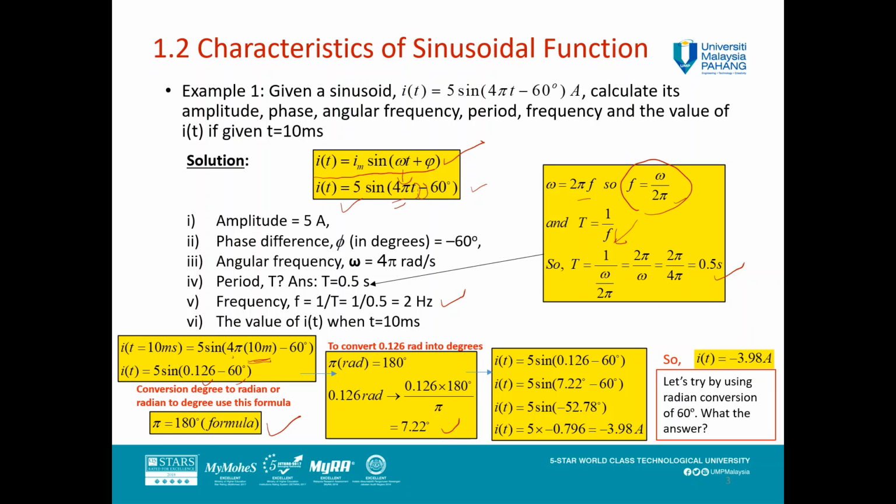Let's try by using radian conversion of 60 degrees. What's the answer? If you want to use radian, 0.126 no need to convert, you must convert the minus 60 degrees to radian. So the first one we use the degrees, but the second one I want you to convert in radian. So 60 degrees convert first in radian by using this formula, and you can get the same answer of i(t).